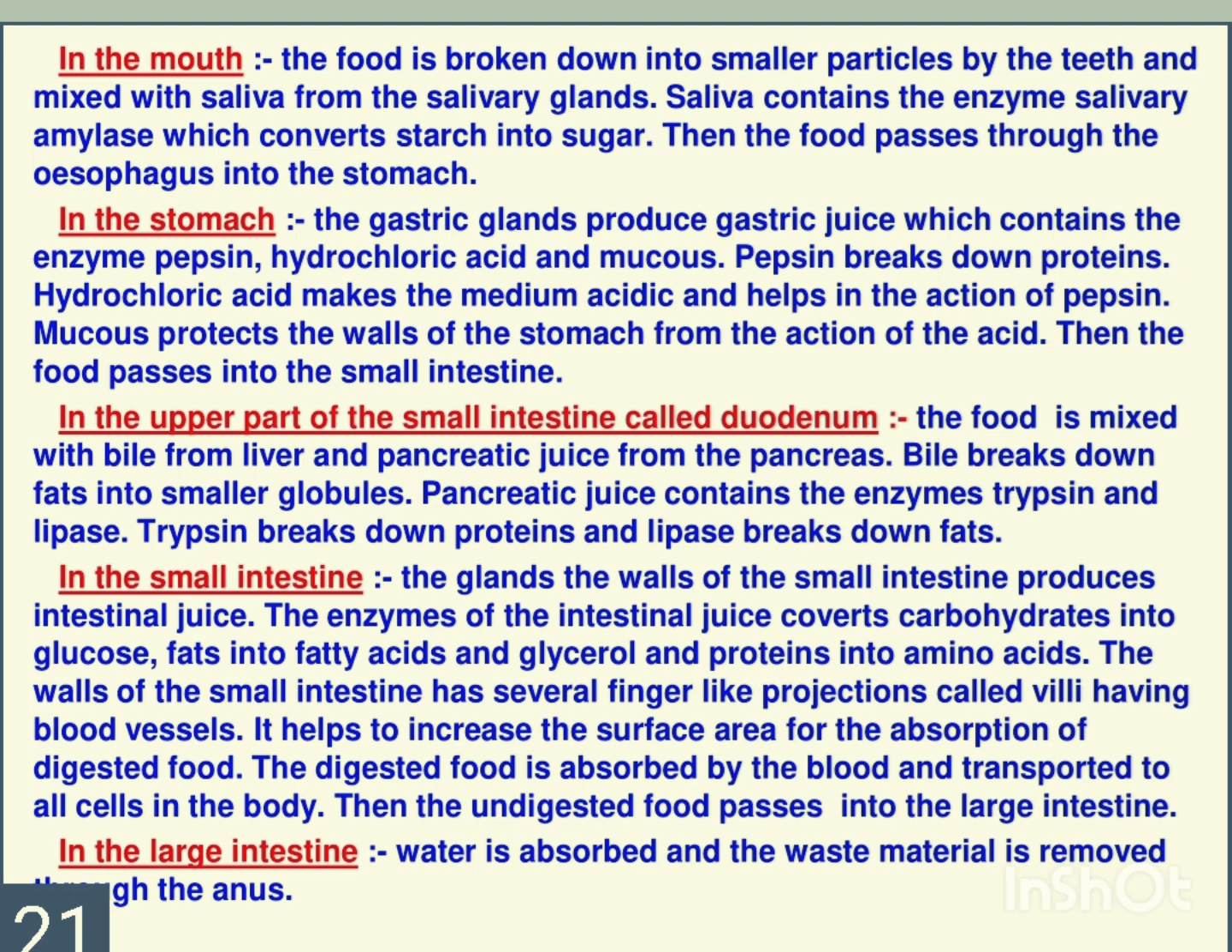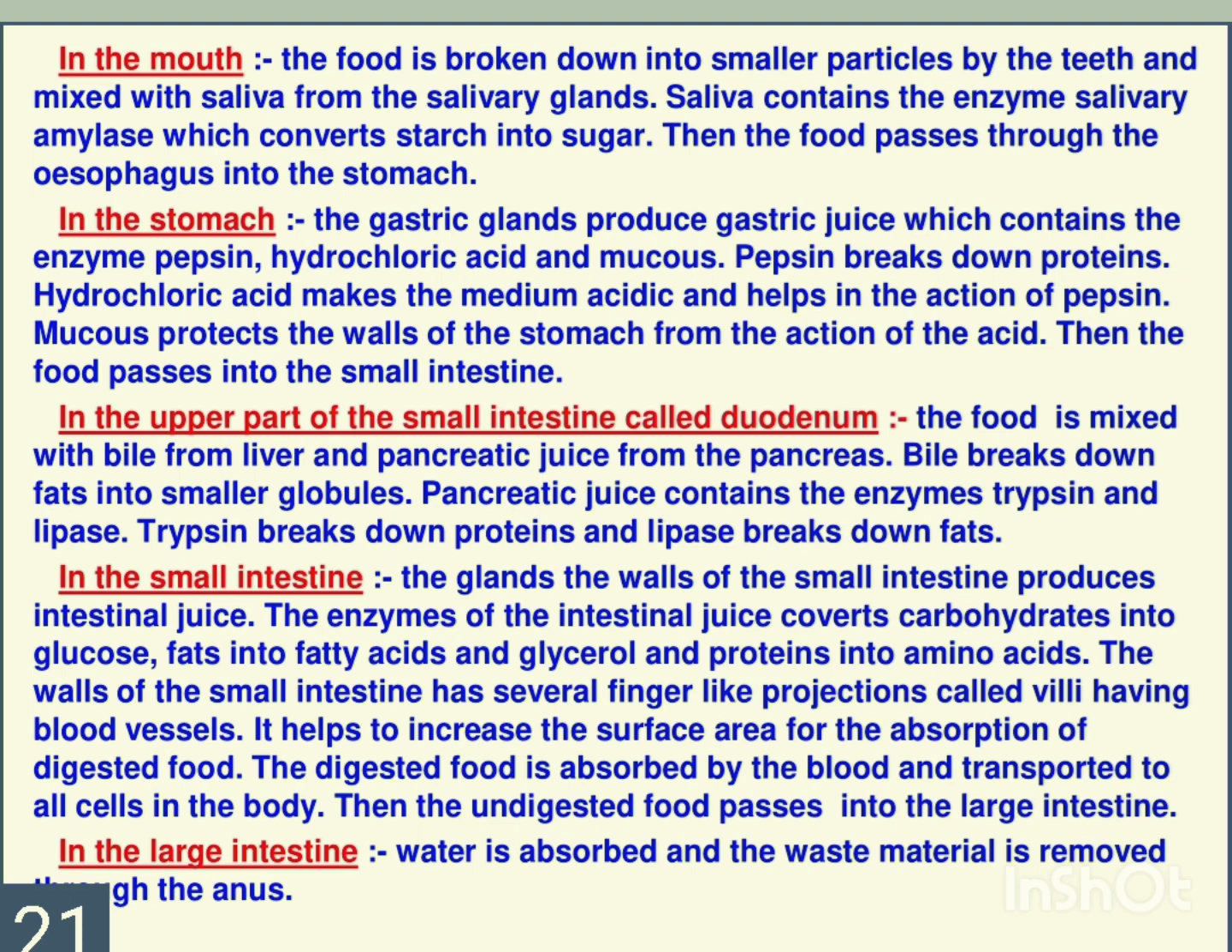One more question: what does salivary amylase do? It converts the starch into glucose. Whatever starch is present in the food is converted into glucose. And then what will happen? The food passes through the esophagus into the stomach.